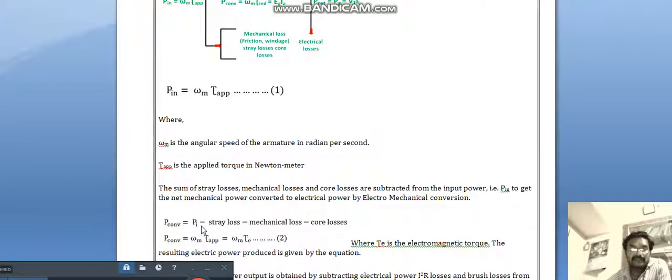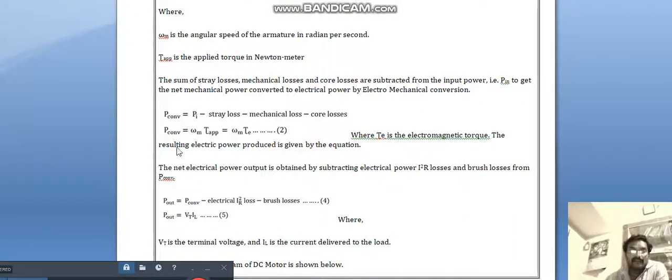P conversion is equal to P in minus stray losses minus mechanical losses minus core losses. P conv is equal to omega m T app, that is equal to omega m Te. Let us consider this as equation 2, where Te is the electromagnetic torque. The resulting electric power produced is given by the equation. The net electrical power output is obtained by subtracting electrical I square R losses and brush losses from P convert. So P out is equal to P convert minus electrical I square R losses minus brush losses.